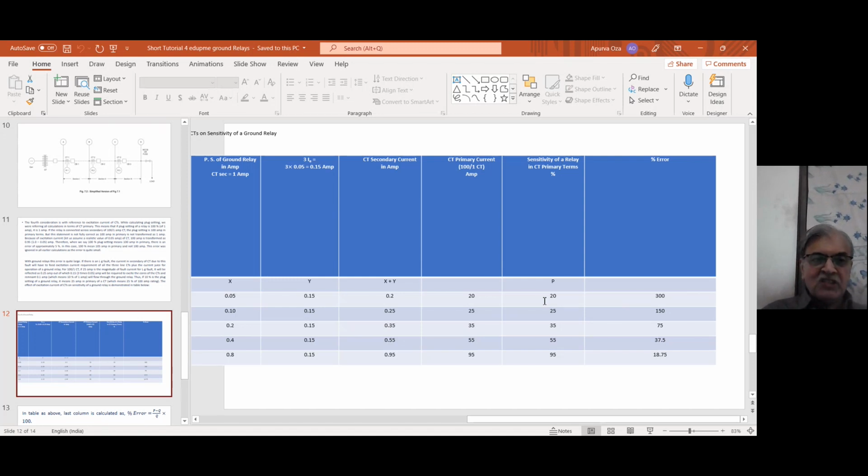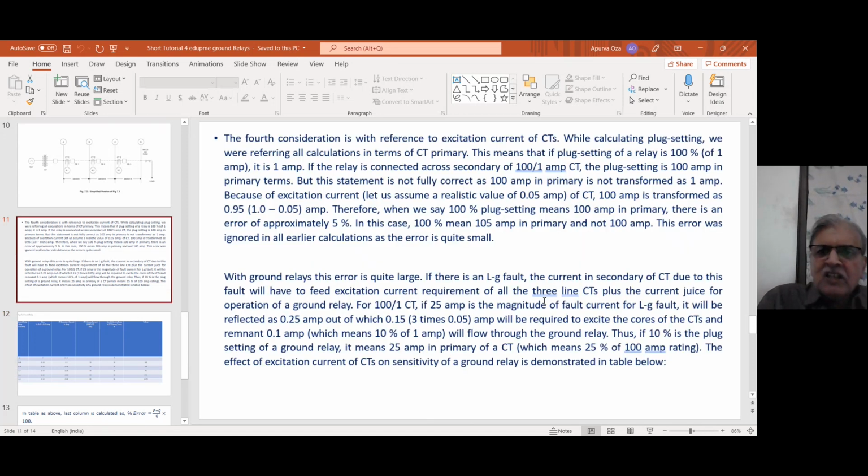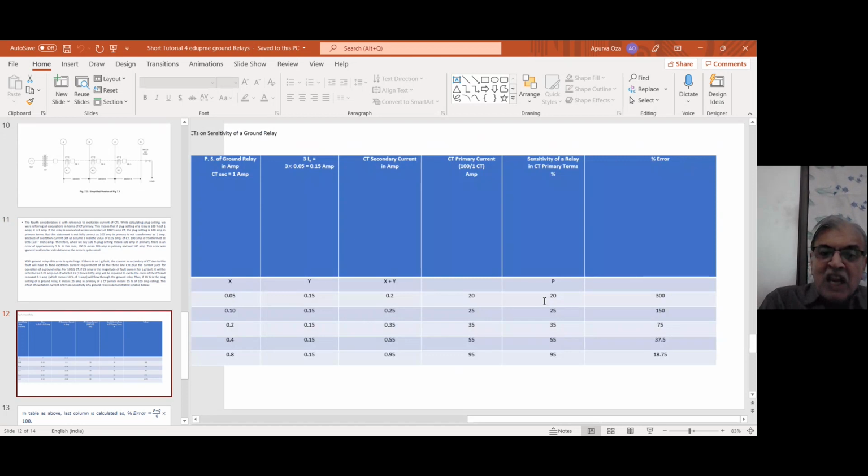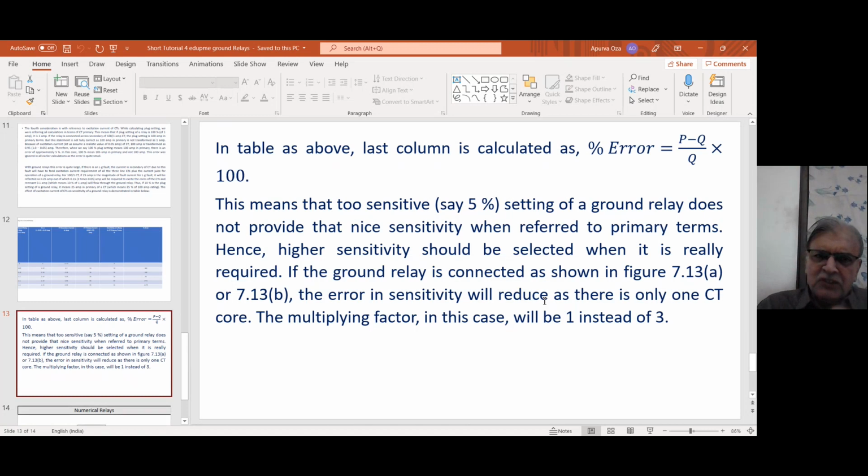You go to very sensitive settings only if you feel that it is a dead requirement, if you are really requiring that. Otherwise, you don't go for that. Forget about that sensitivity, there is no use. Because if you see in this table, 80% sensitivity, 0.8 ampere setting, gives me 18.75% error. So the error is reduced. It is better to go for lower sensitivity than for higher sensitivity. That means it is better to go for 80% rather than 5%. That is what is suggested from this table. So this is very important in ground relays and one must take care of this.